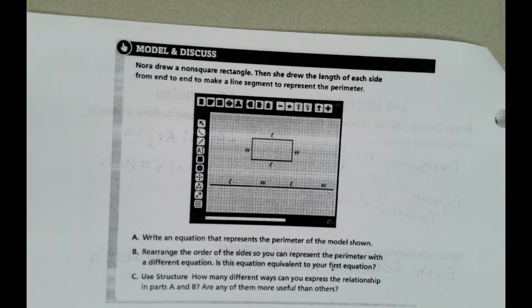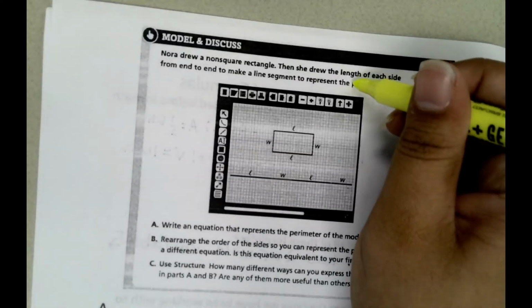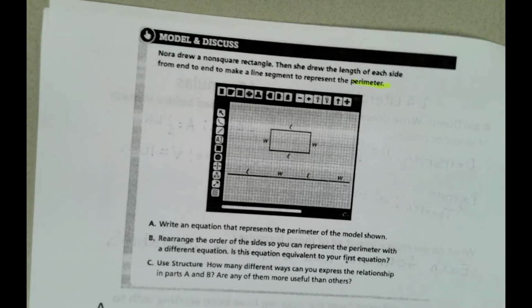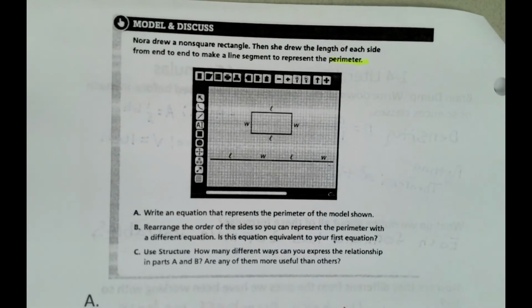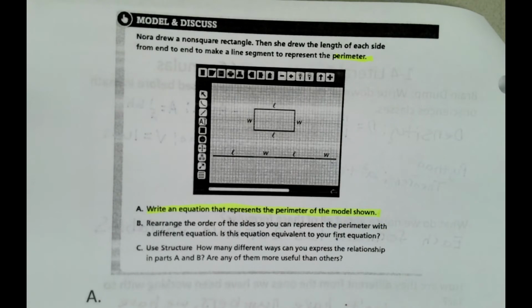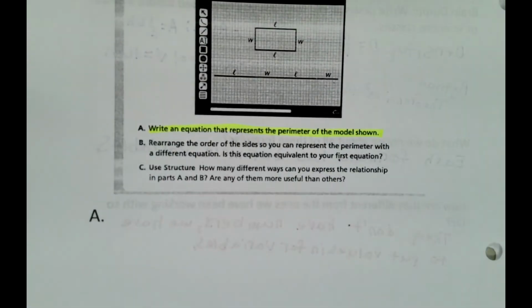Well, let's do that. We have multiple ones that we could do for that. But the one that my class came up with was P equals length plus width plus length plus width, because we just went around it. Length, width, length, width. We add it all together. So there is an equation that represents the perimeter.